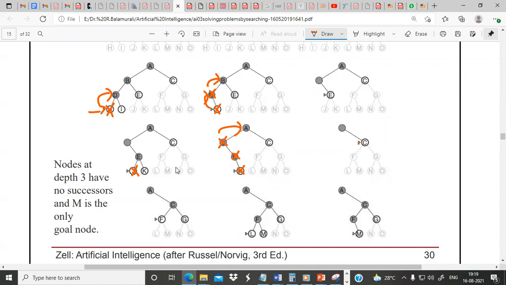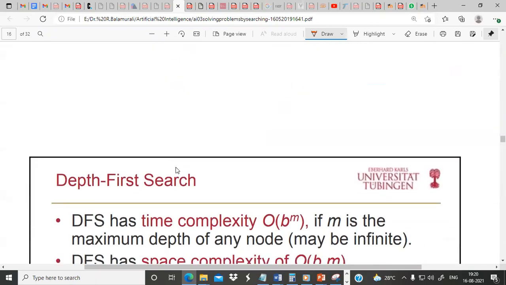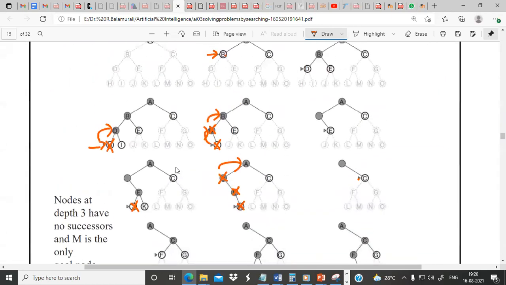So now check whether F is the goal state or not. No, then expand F, you get L and M. Now when you check whether L is the goal state, no, and L is also a leaf node. It's not the goal, so remove L, go to F. Does F have another child? Yes, M. Check whether M is the goal state or not. So on and so forth, the algorithm continues. So this is the basic working mechanism of depth first search.